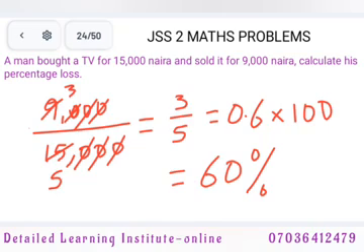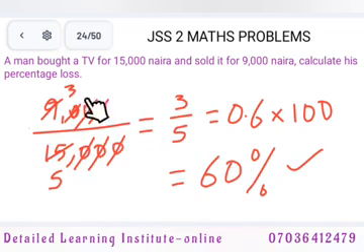So you can see 60 percent. This is the percentage value we have gotten by comparing the price for which the man sold the TV with the price for which he bought the TV. This is the percentage when comparing those two prices.